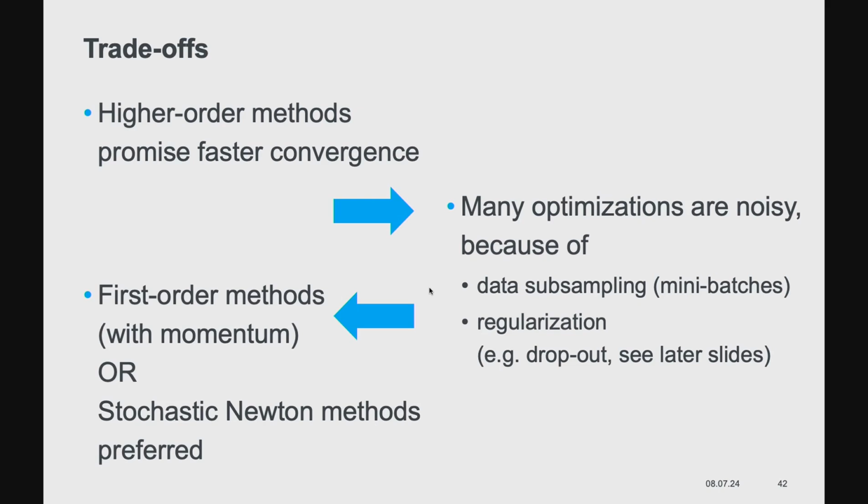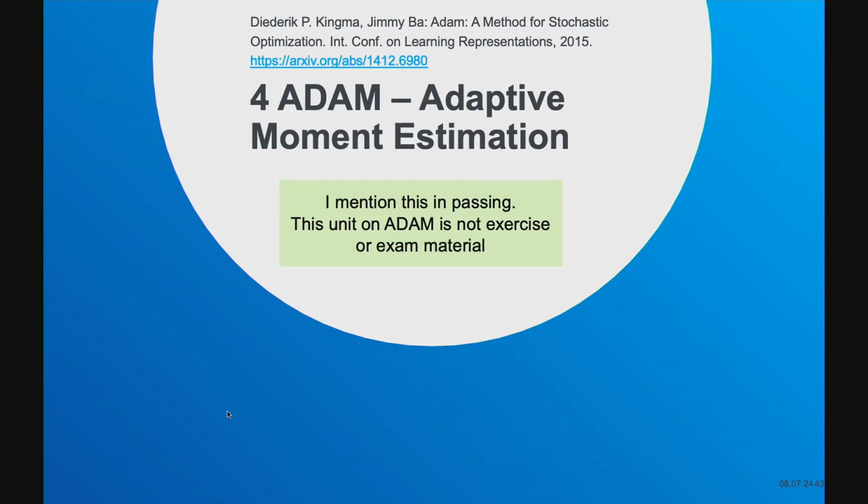And so the dominating methods these days for optimizing neural networks are first order methods with momentum, or more recent developments, stochastic Newton methods, which I don't explain here. Okay, but you have an idea that maybe for different kinds of contexts, you may want to use different kinds of optimization methods.